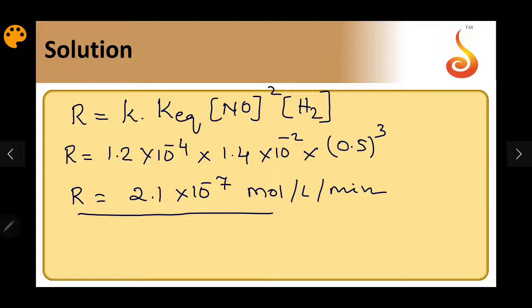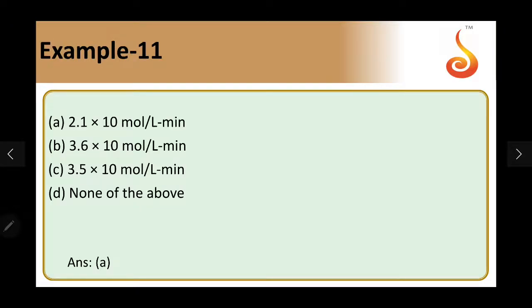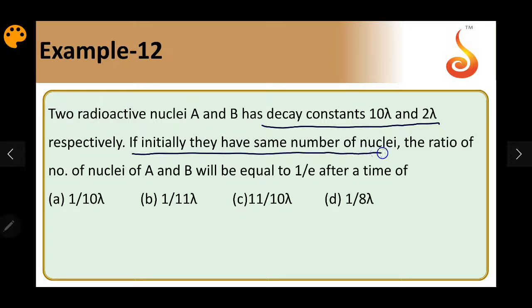So we'll go to the options. Option A. Example 12. Two radioactive nuclei have decay constants 10 lambda and 2 lambda. If initially they have the same number of nuclei, the ratio of the number of nuclei of A and B will be equal to 1 by e after a time.